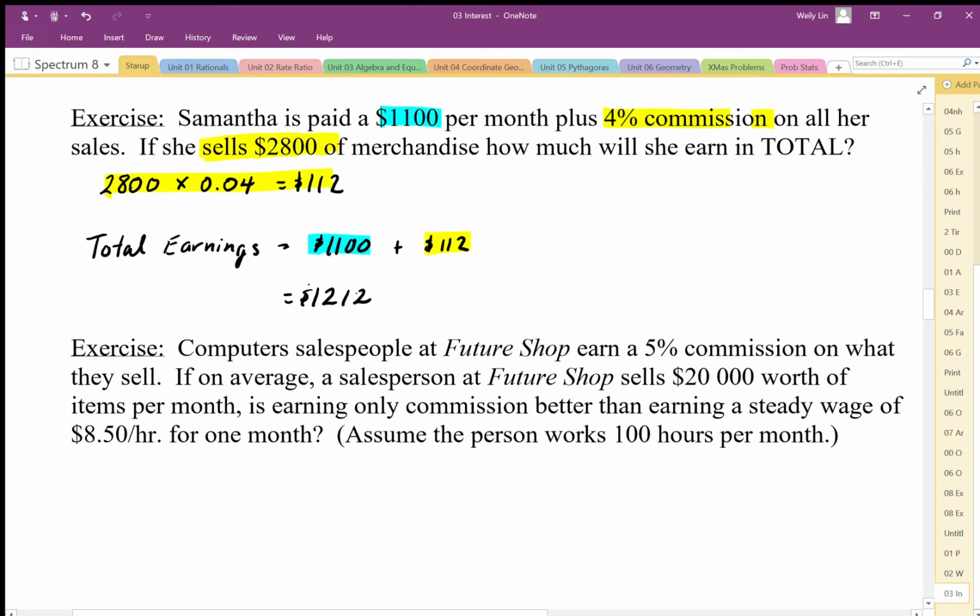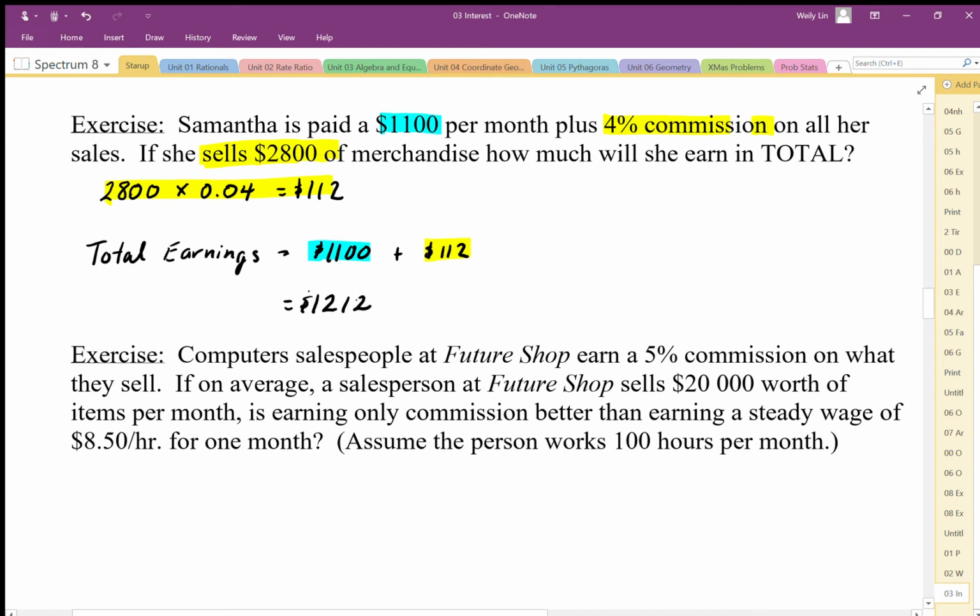A lot of people are paid just straight commission. For example, the real estate example would be where they only earn a commission or percentage of their sales, whereas other people can earn partly salary, partly commission. So partly a fixed rate, in this case $1,100, and partly a percentage commission, which is the 4% commission.